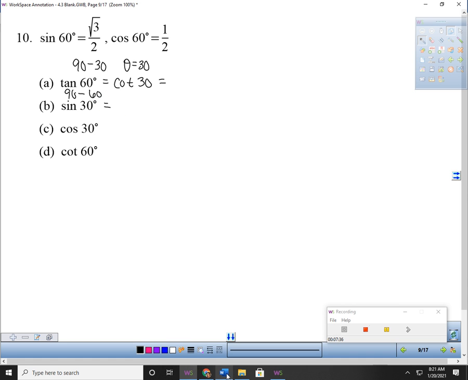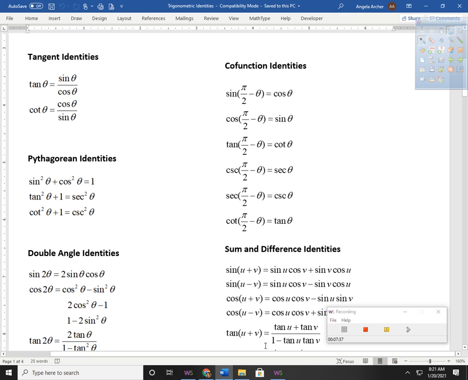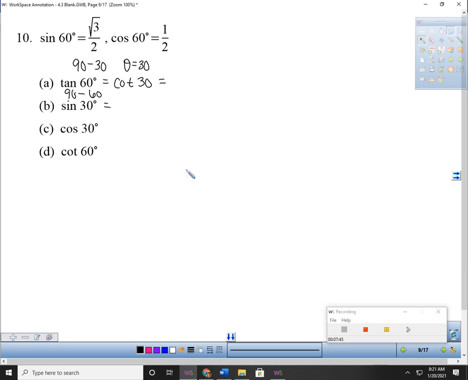And if you look at your cofunction identity, I'm doing sine, right? Sine of something is equal to cosine of the angle. So if this equals cosine of the angle I had to subtract from 90, is what it's saying. So cosine of 60. And what is cosine of 60? 1/2.